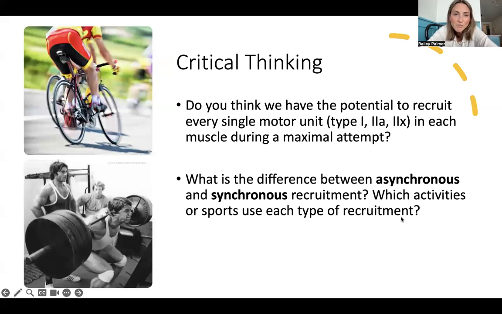Critical thinking question here, basically saying, do you think we have the potential to recruit every single motor unit, type 1 to A to X, in each of our muscles during a maximal attempt like we see down here at the bottom doing back squat? With that first question, it's basically just trying to understand, okay, if I'm doing a back squat with really, really heavy weight, so a really heavy 1RM, am I recruiting every single muscle fiber in all my quadricep muscles and my gluteus maximus? Well, research has suggested that novice individuals who do a 1RM on back squat only activate about 70% of that target muscle.